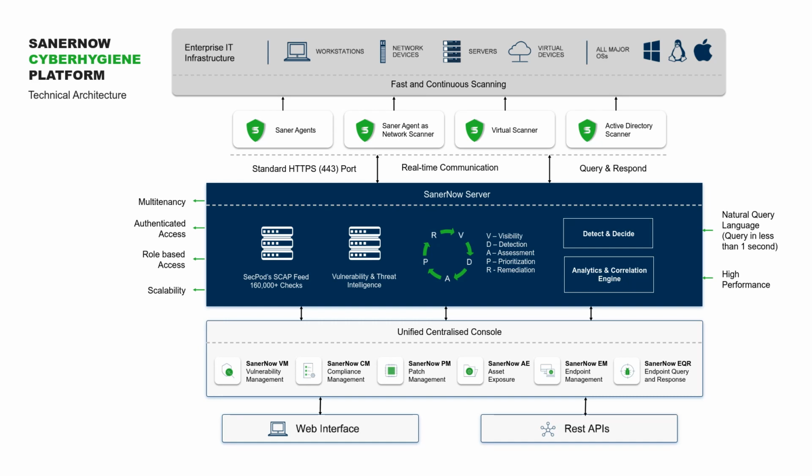A typical server looks something like this, where we have a homegrown SCAP feed with over 160,000 checks. And also, we have vulnerability and threat intelligence that comes with it. We have detect, decide, and respond facility. And all this information that gets collected, we analyze and correlate so that we can give you insightful data of what is happening in your organization.